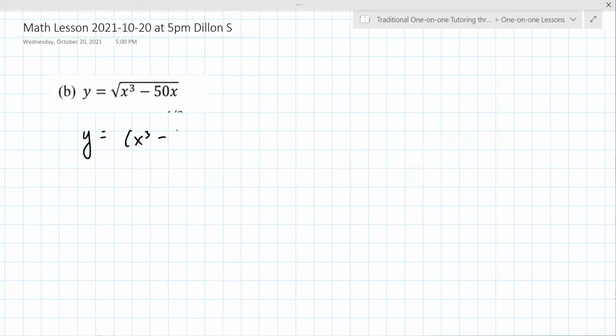as x cubed minus 50x to the 1/2 power. The reason it's 1/2 power is because there's really a 1 there inside and there's really a 2 there on the outside. This is a power rule followed by a chain rule.